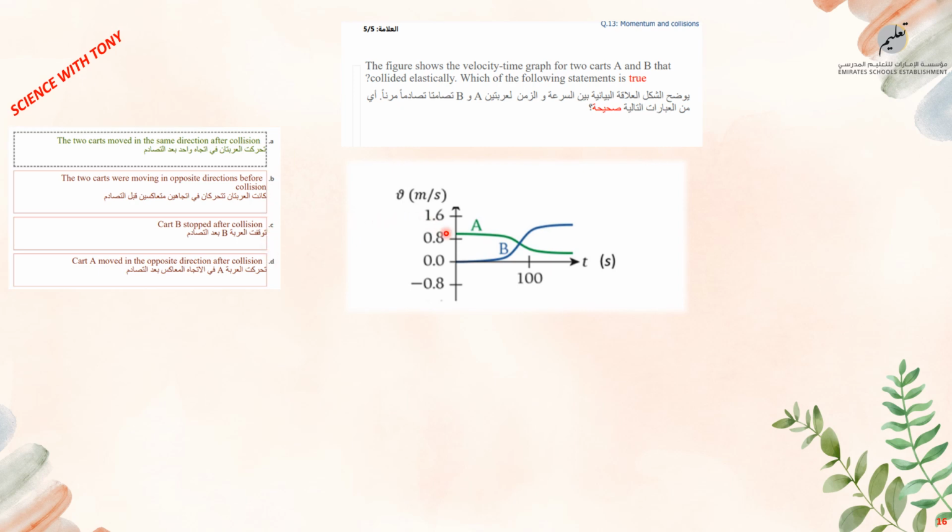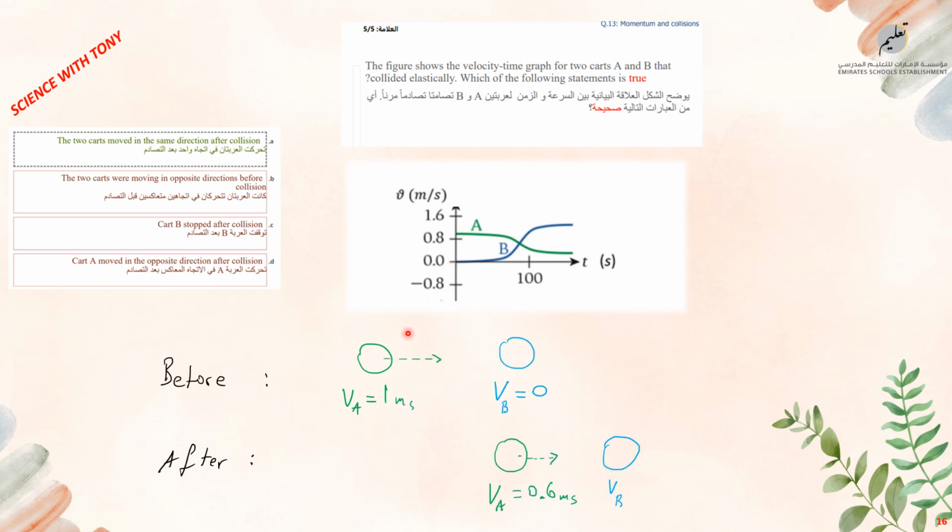The first car, cart A, collides with cart B. As you see here, you can guess that cart B has a velocity of 0, meaning it was at rest before being collided with, and the velocity of cart A was around 1 meter per second. Coming to the second one, after being collided, both of them, as you see here, are moving. None of them is at rest.